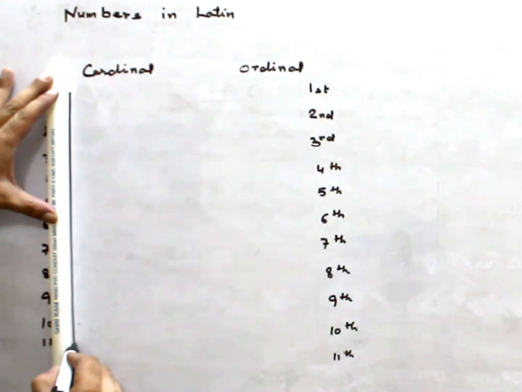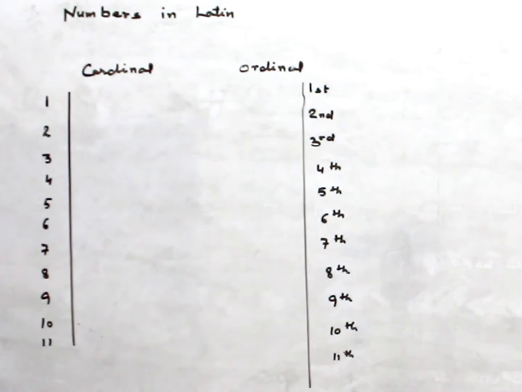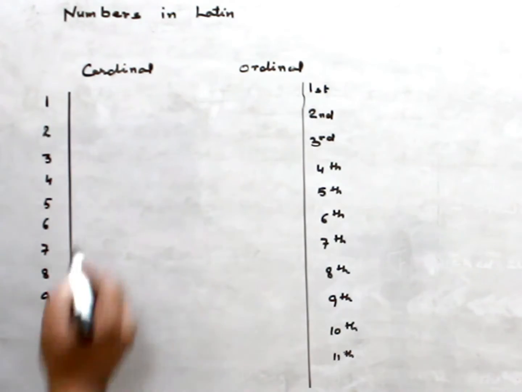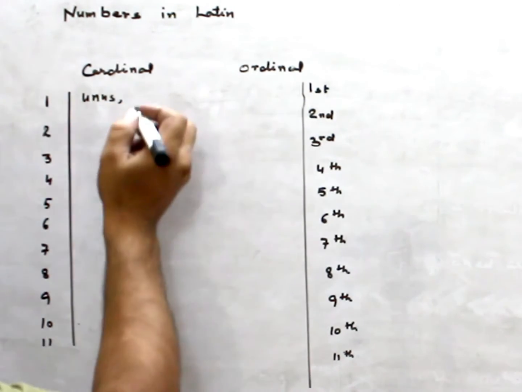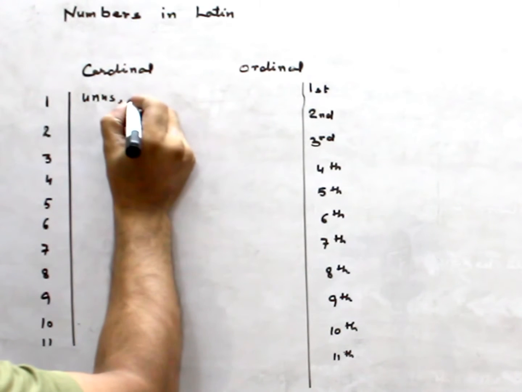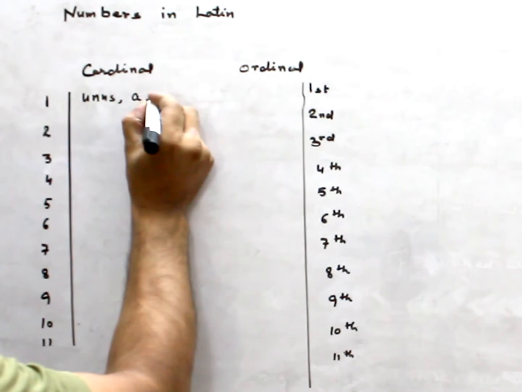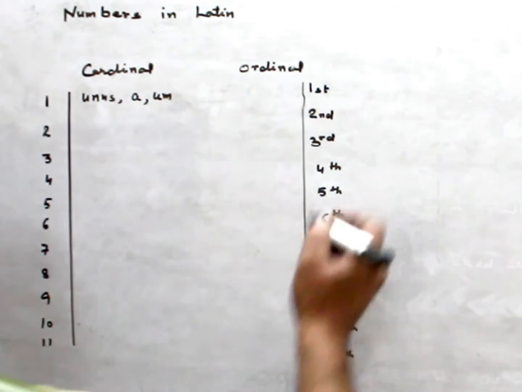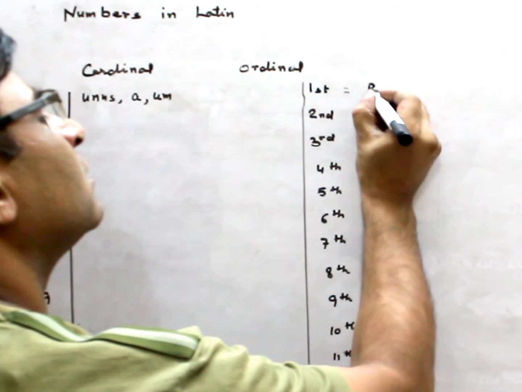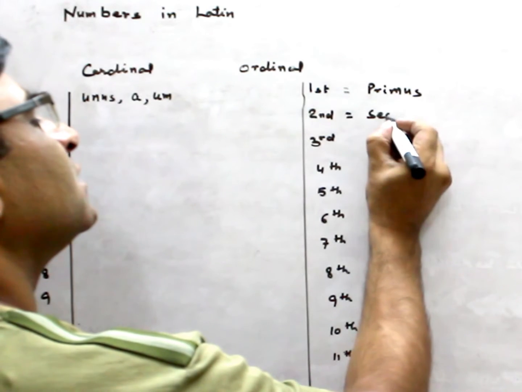And in Latin, how do we denote these numbers? Here we learn first means unus. In Latin we say unus. This is for male, like one person. And for woman or female, the us becomes a as usual, and for neuter it becomes um. And first, the position, is primus. And second is secundus.